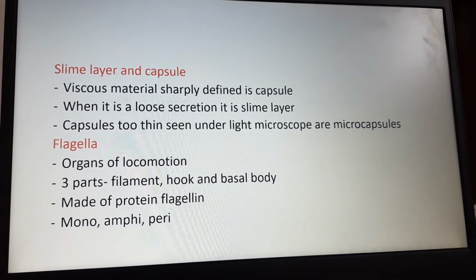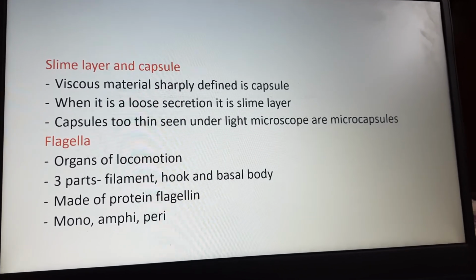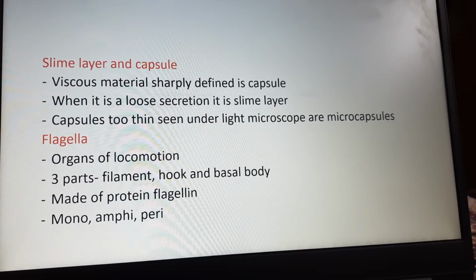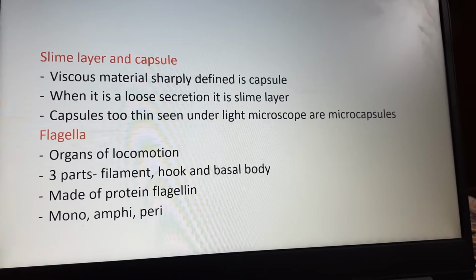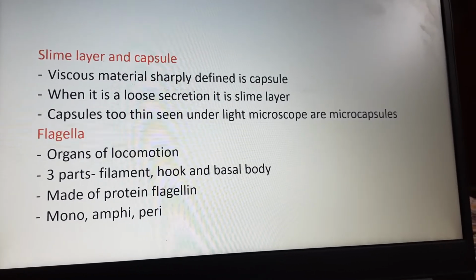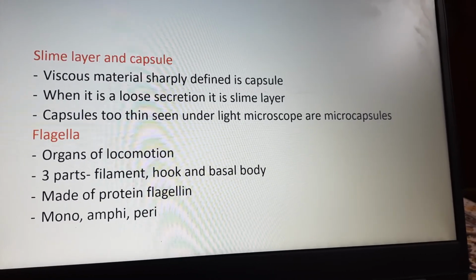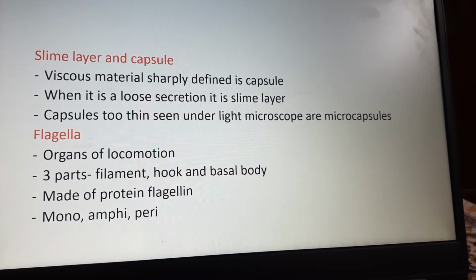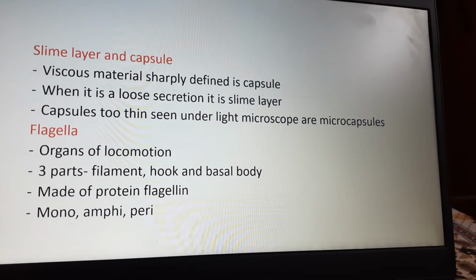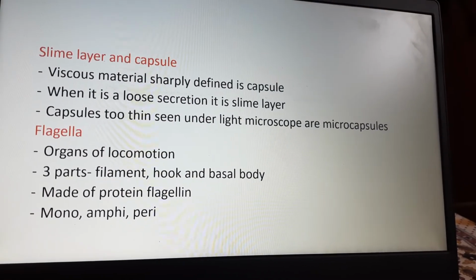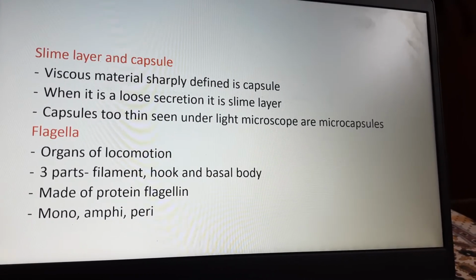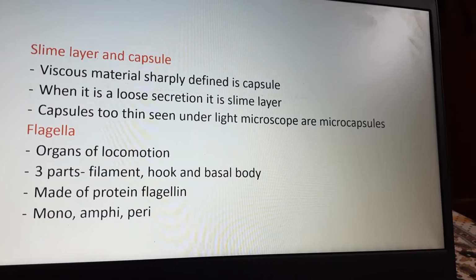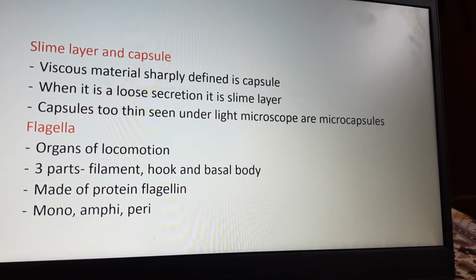Now, the slime layer and capsule. They are viscous material; if sharply defined, it is the capsule. When it is a loose secretion, it is the slime layer. Capsules too thin to see under light microscopes are microcapsules.